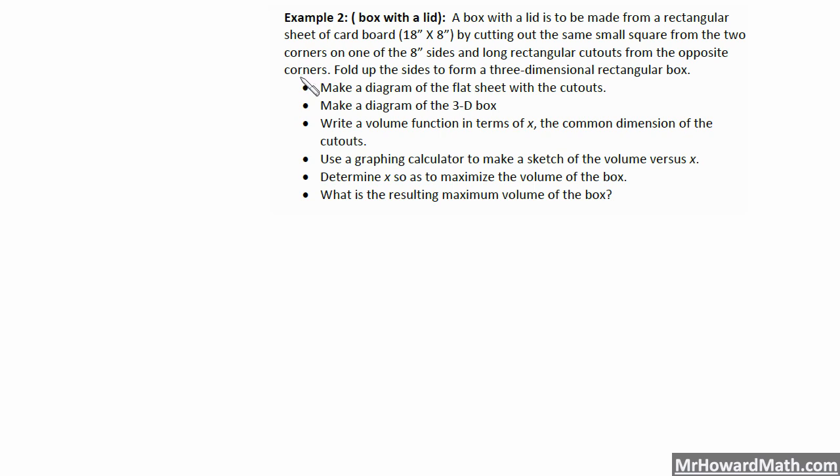All right, here we have example 2, a box with a lid. So we have a box with a lid is to be made from a rectangular sheet of cardboard 18 inches by 8 inches by cutting out the same small square from the two corners on one of the 8-inch sides and long rectangular cutouts from the opposite corners. All right, this will make more sense in a minute. Fold up the sides to form a three-dimensional rectangular box.